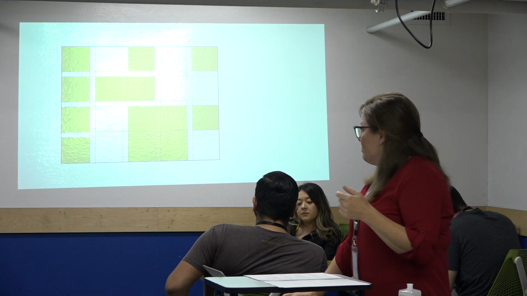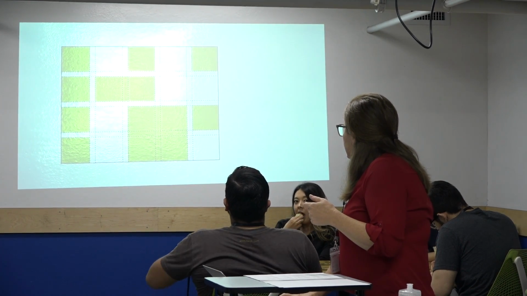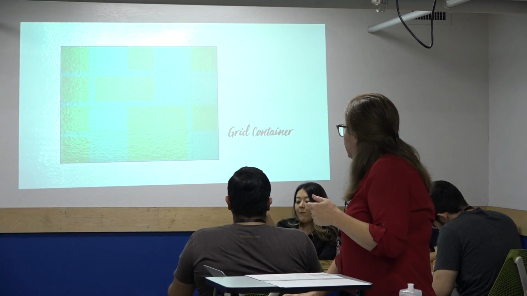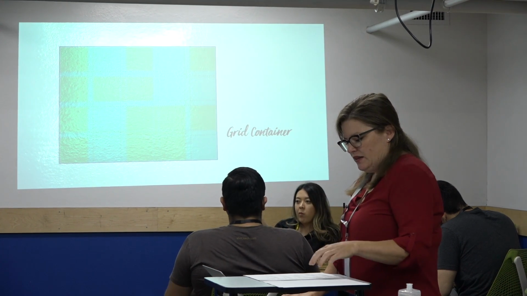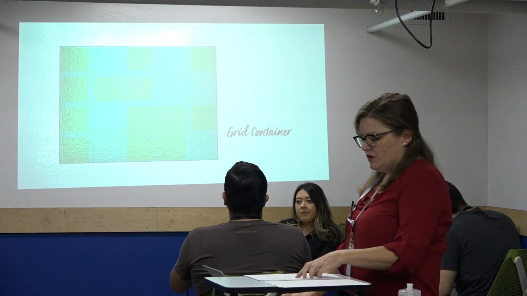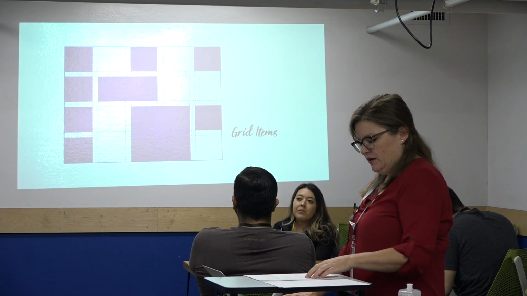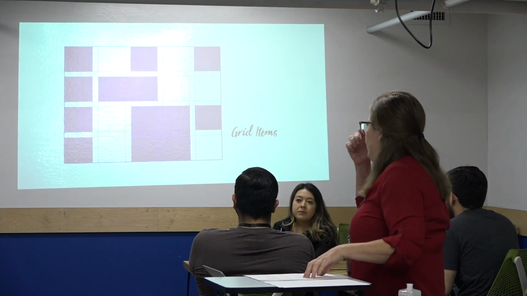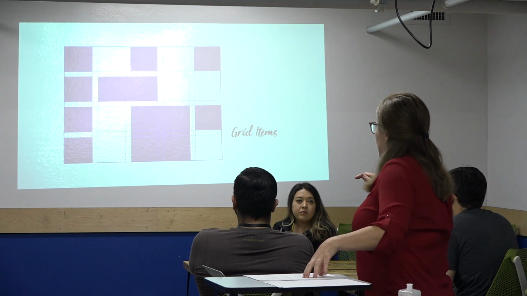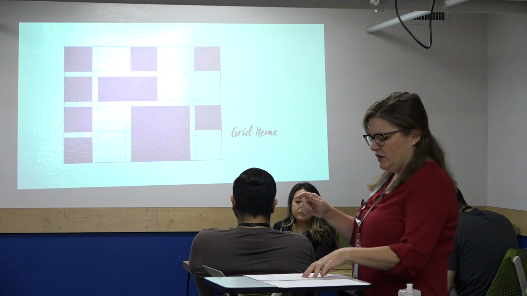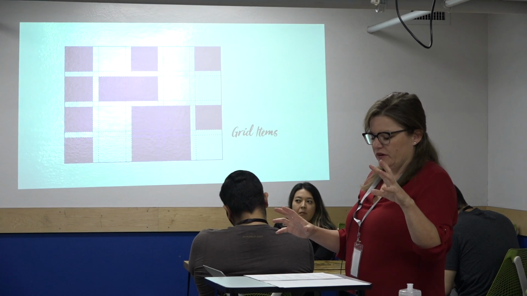So the overall box is called the grid container. And then any particular element that you place on it is called a grid item. Now grid items have to be direct children of the container. They become grid items automatically. They don't have any choice.